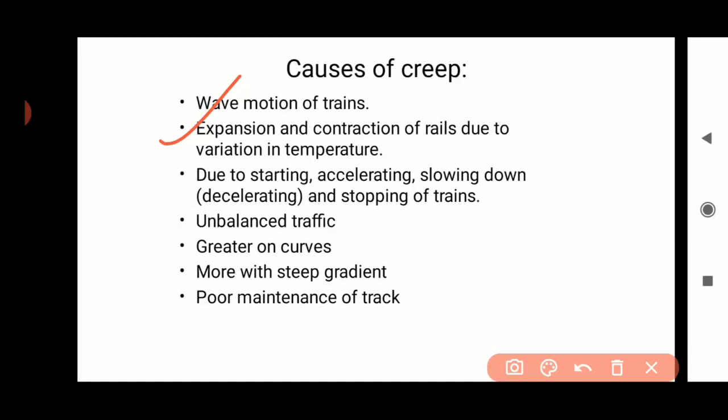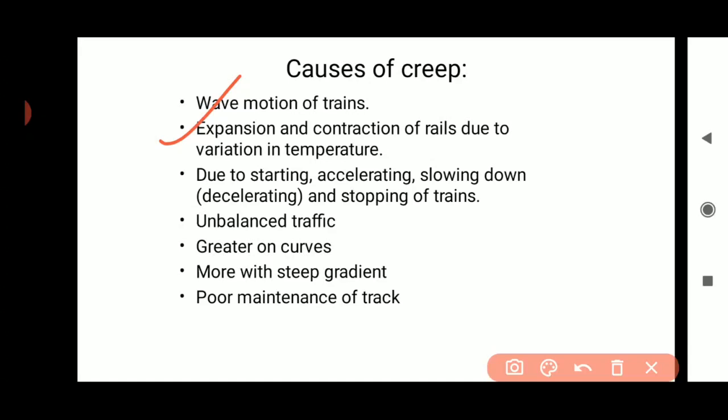Okay, then the next point is due to starting, accelerating, slowing down and stopping of trains. When a train is starting or accelerating, the backward thrust of the engine driving wheel tends to push the rail in the backward direction. And when it is slowing down or decelerating or coming to a stop, then the braking effect tends to push the rails in the forward direction, for which the creep occurs.